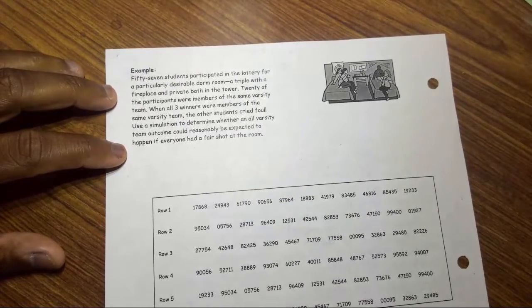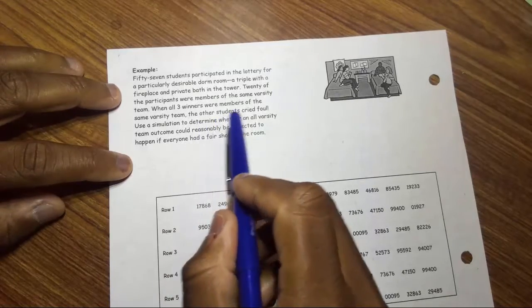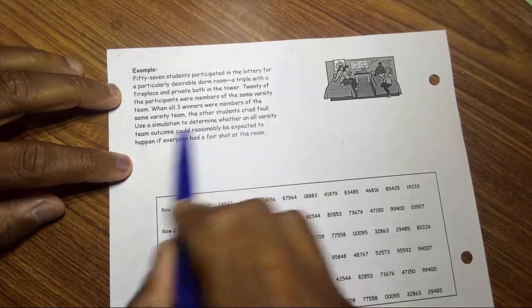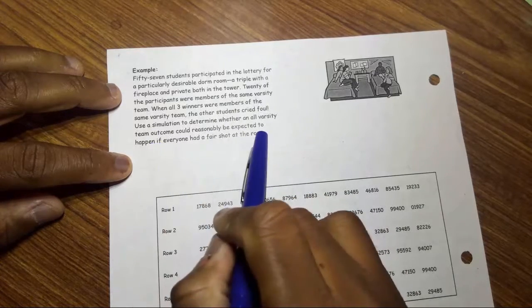This one says 57 students participate in the lottery for a particularly desirable dorm room, a triple with a fireplace and private bath in the tower. 20 of the participants were members of the same varsity team. When all 3 winners were members of the same varsity team, the other students cried foul. Use a simulation to determine whether all varsity team outcomes could reasonably be expected to happen if everyone had a fair shot at their room.